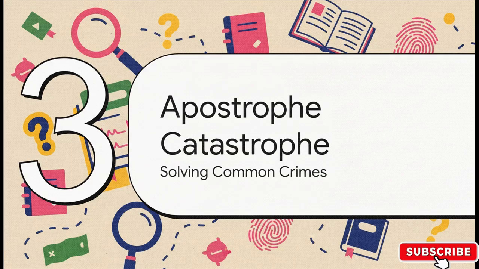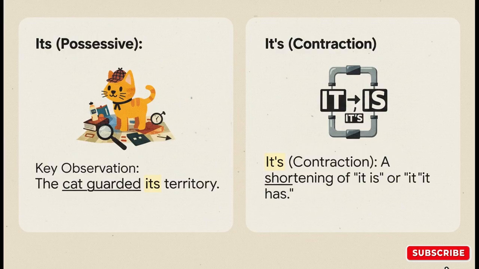Okay, now that we have the basics down, it's time to tackle the crime that started this whole thing, the apostrophe catastrophe. This is where most people get tripped up, but you'll see it's actually surprisingly easy to solve. And here it is, public enemy number one, its versus it's. Without an apostrophe, its shows possession. It's a partner word. For example, the cat guarded its territory. The territory belongs to the cat. The apostrophe in it's has absolutely nothing to do with ownership. It's just a signal that we've made a contraction, a shortening of it is or it has.